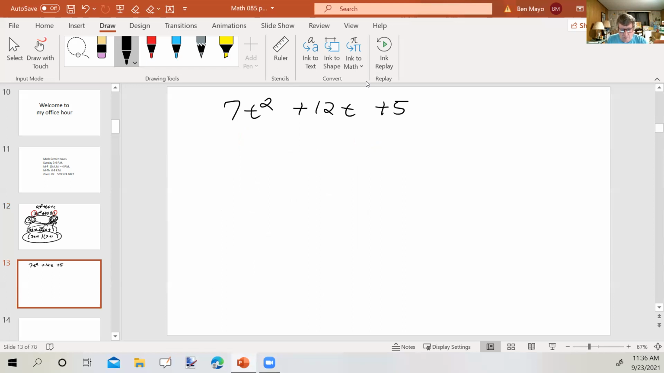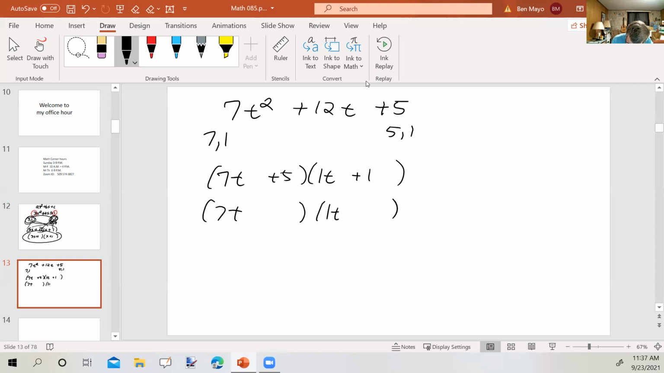So here is a trinomial in standard form with a leading coefficient that is not a 1, and there is no greatest common factor I can take out. Factor pairs of 7, 7 and 1. Factor pairs of 5, 5 and 1. All right. So one possibility is 7t, 1t plus 5 plus 1. But another possibility would be 7t, 1t plus 1 plus 5. In other words, I can take the 7 in front and the 1 at the rear, but I can have the 5 in either place.